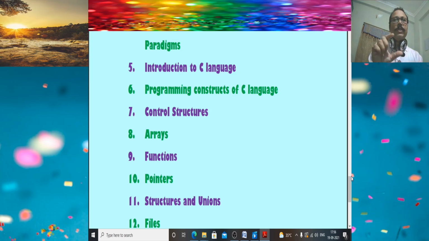So control structures means those structures or those statements. You can say instead of structures, you can use the word statements. So a control statement is one which allows you to control other statements. There will be a number of statements. You have to control the execution of statements.